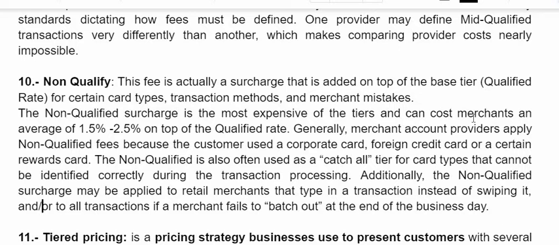Generally, merchant account providers apply non-qualified fees because the customer used a corporate card, foreign credit card, or a certain rewards card. The non-qualified tier is also often used as a catch-all for card types that cannot be identified correctly during transaction processing. Additionally, the non-qualified surcharge may be applied to retail merchants that type in a transaction instead of swiping it, and/or to all transactions if a merchant fails to batch out at the end of the business day.